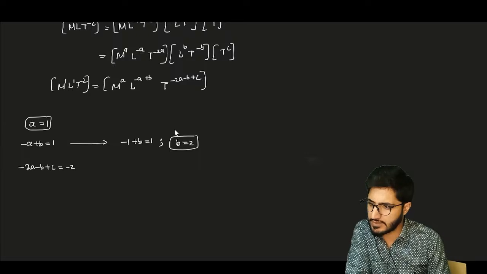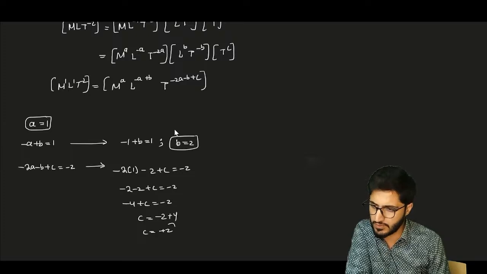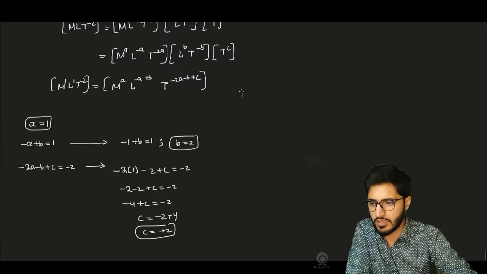So what is the value of c then? It is minus 2 into 1, b is 2, plus c equals to minus 2. It is minus 2 plus c equals to minus 2. Minus 4 plus c equals to minus 2. C came out to be minus 2 plus 4. So c equals to plus 2.